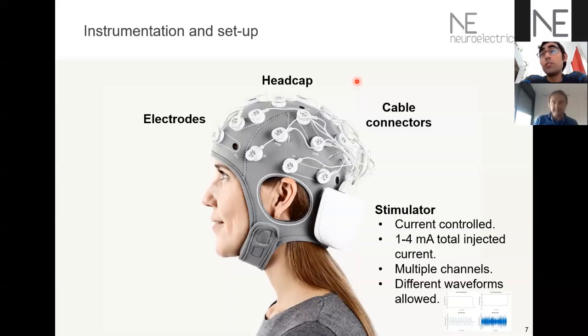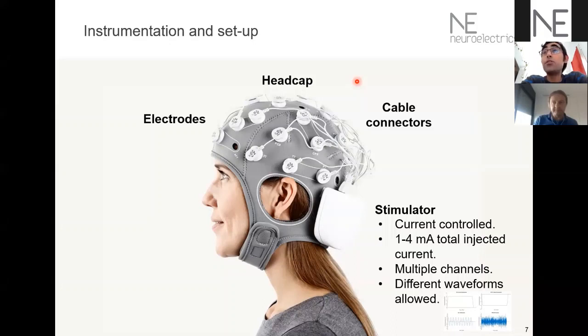Stimulators are current control devices, which means that you specify a current and the device maintains and controls that current during the stimulation. The device can generate currents from 1 to 4 milliamps. So the maximum current per channel is around 2 milliamps, and the total injected current, the sum of all the currents going into the brain, can go up to 4 milliamps. Modern devices support multiple channels. For instance, the device that we have here in this picture, Starstim 32, can support up to 32 channels.